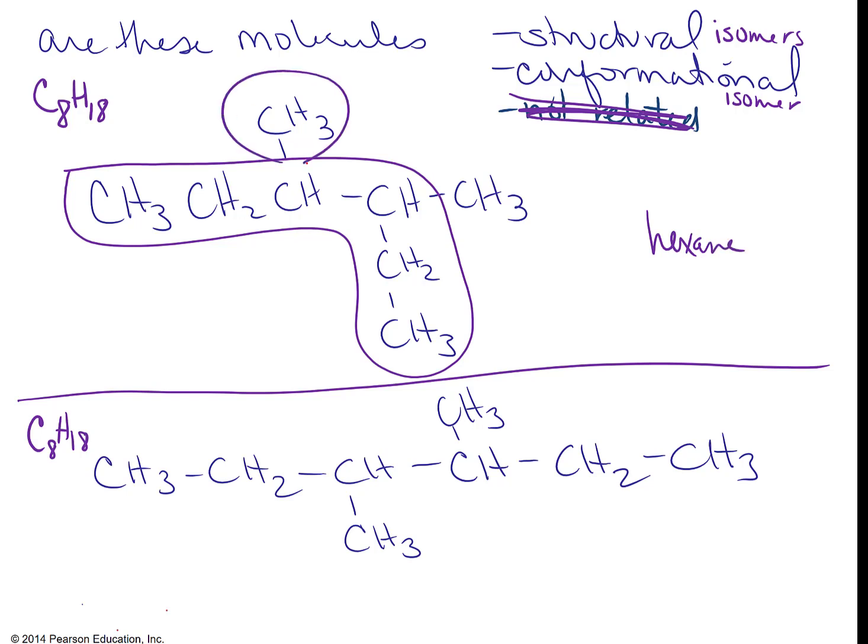This is hexane, and this is hexane. Which side do I start numbering from, or does it not matter? It doesn't matter, because I go 1, 2, 3, 4. So this one's on 3, this one's on 4. If I flipped and numbered the opposite direction, it would still be 3, 4. So 3, 4 down there. What about that one? Longest chain?